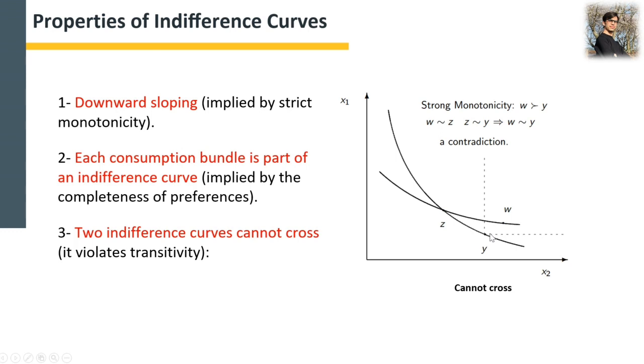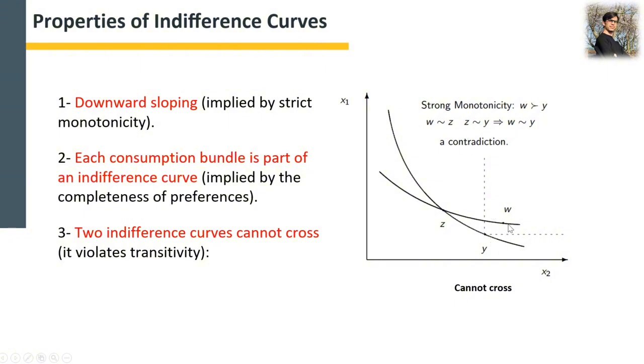The third property of the indifference curve is that two indifference curves cannot cross, because if two indifference curves cross, they violate transitivity. For example, let's see by strong monotonicity, there are two indifference curves. One indifference curve has the point W, and another has the point Y. And we have Z, which is a common point, or a common bundle, on both the indifference curve with W and the indifference curve with Y.